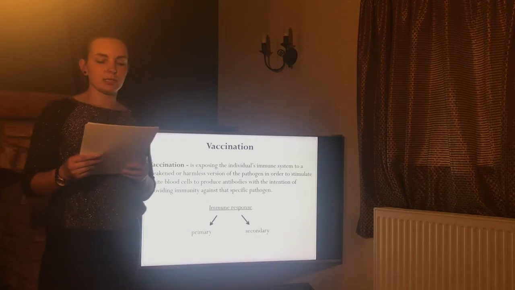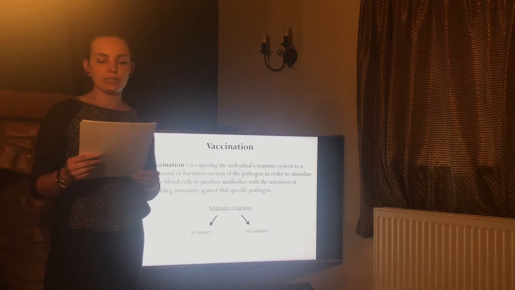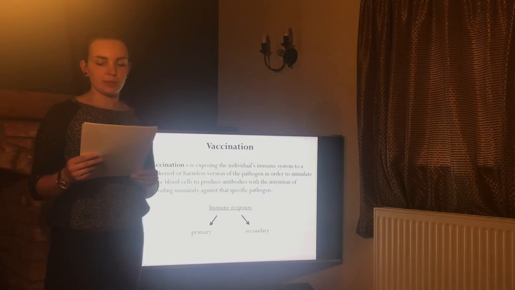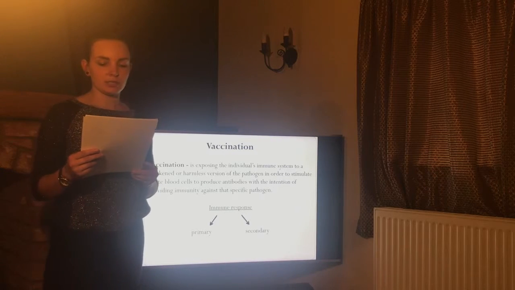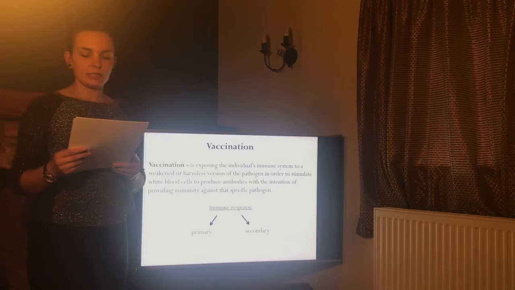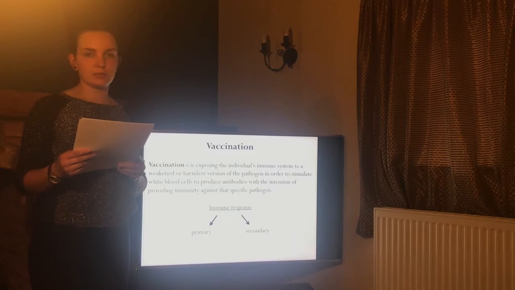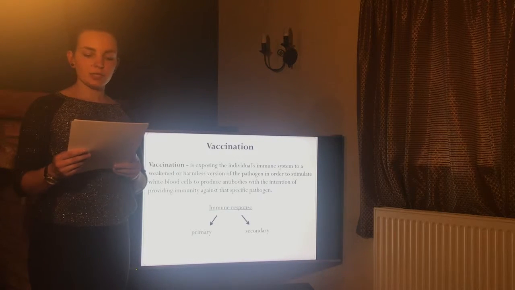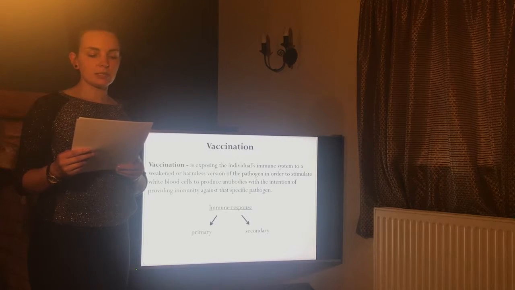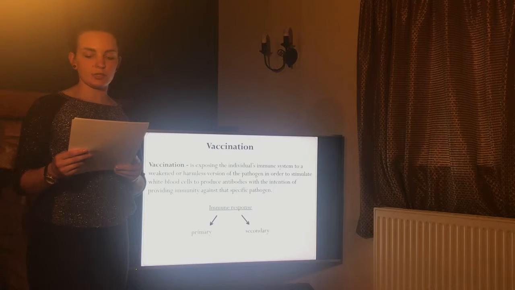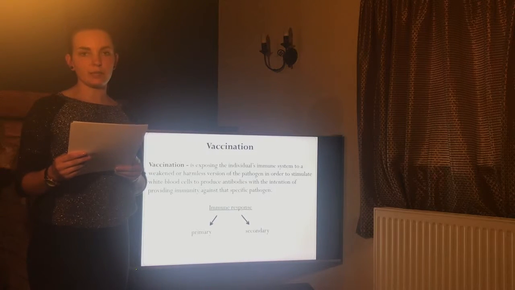Vaccination is exposing the individual's immune system to a weakened or harmless version of the pathogen in order to stimulate white blood cells to produce antibodies with the intention of providing immunity against the specific pathogen. In the situation where the person later becomes infected with the pathogen, the immune system is able to produce antibodies quicker and destroy it. This is known as immunological memory.